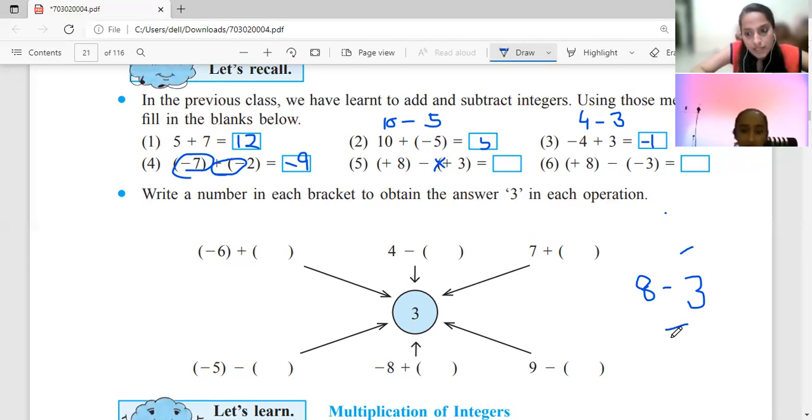And the sign of the greater number. Now which is the greater number? 8. So the sign would be positive. So your answer becomes positive 5. Is it clear? Yes.